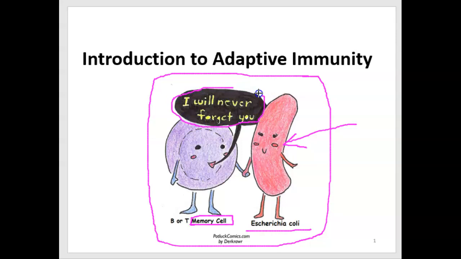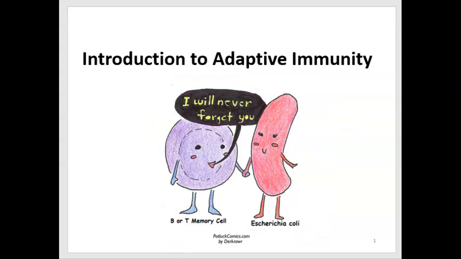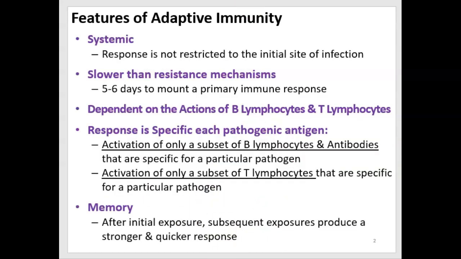So this memory cell is unique in adaptive immunity, and it's formed due to our first exposure to a pathogen. And then memory cells form, and upon second exposure, the presence of these memory cells make us respond quicker with more defense against infection by this repeated pathogen. So in addition to memory, there are other features of adaptive immunity that differ from resistance.